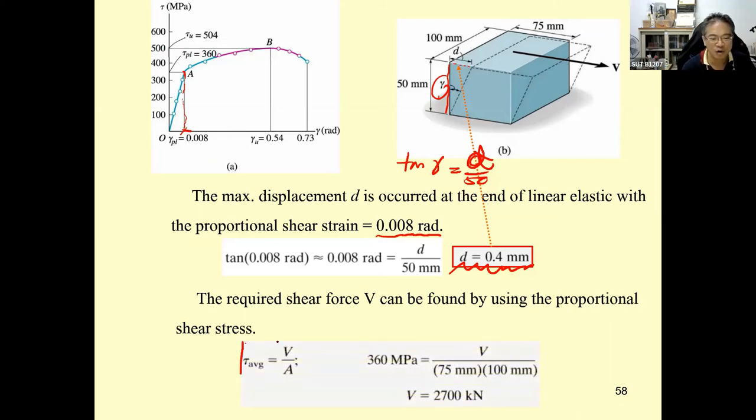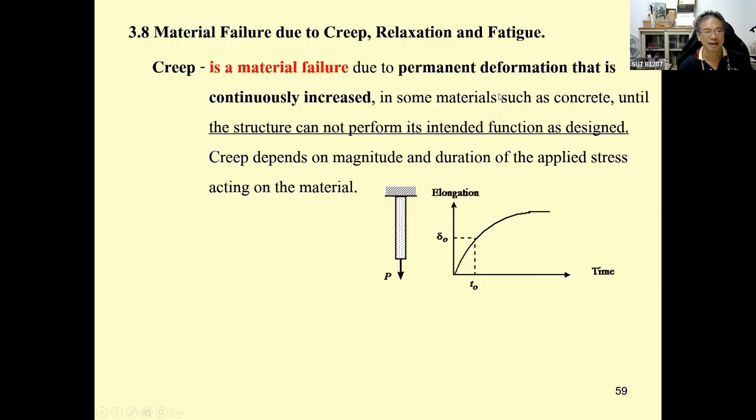Tau average equals V over A. We have this 360, so the force must be multiplied by this area, which is 100 times 75. That gives 2,700 kilonewton force. This kind of thing may be the shear force due to the temperature change. When the temperature changes, the beam gets heated and elongated. The braking force also produces shear on the supporting pad of the elevated highway.